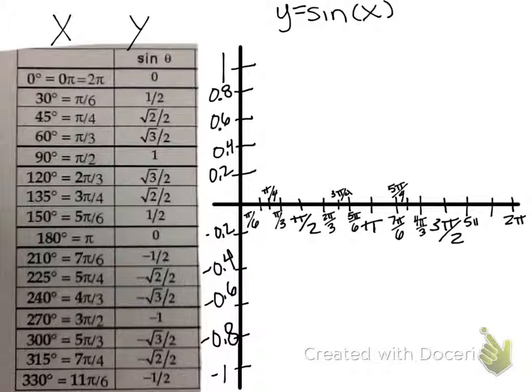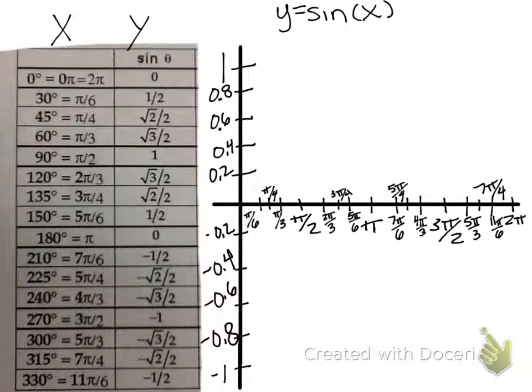Same thing here in the third quadrant as I go from pi to 3 pi over 2. 7 pi over 6 and 4 pi over 3 split it evenly, and then 5 pi over 4 is right in between those two. And in the last quadrant, we get the same thing.